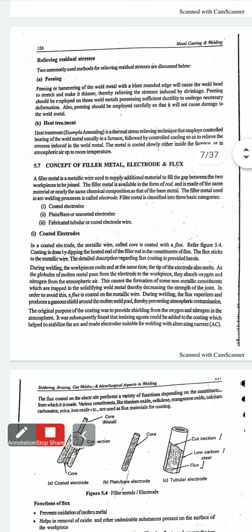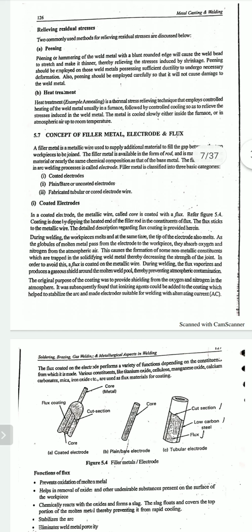Next is the concept of filler metal, electrodes and flux. Okay, so filler metal, electrodes and flux. So see, you have seen the welding rod. How does it look? Okay, so see, in the welding rod, at the middle there is a metal rod, or you can say a metal wire.